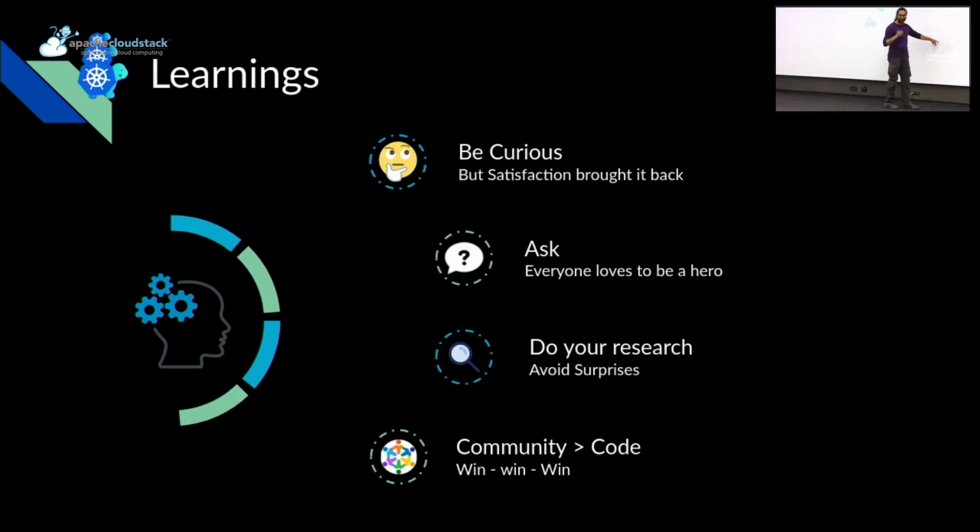And do your research. Avoid any surprises. So we had a few surprises along our way, like, let's say, the repo donation. There were additional steps that needed to be done. So do your research. Go through exactly what needs to be done so you don't have any surprises and you can do things much sooner. And finally, community is always greater than code. If you have a good community, you have a good product. It was a win for CloudStack, it was a win for Kubernetes, and it was a win for anyone who uses CAPC, for all our end users.